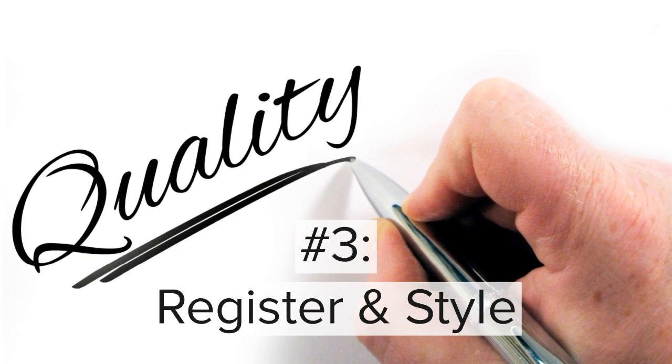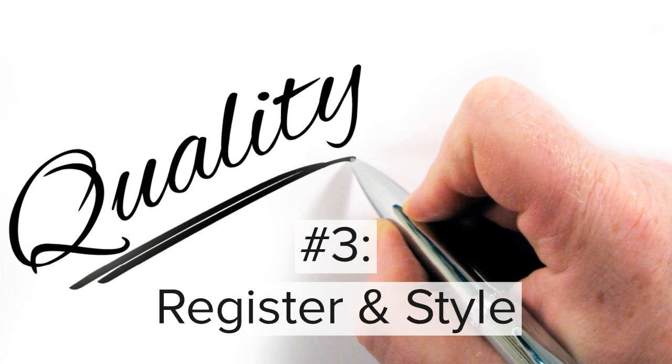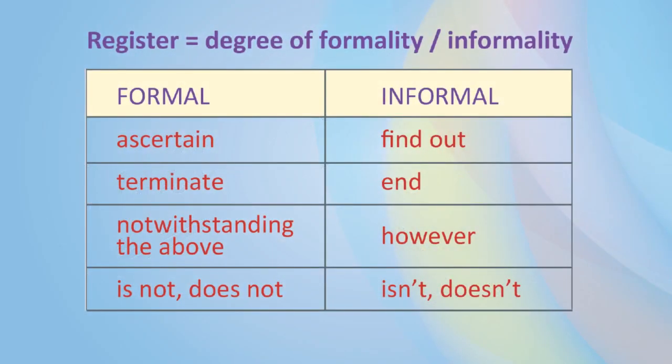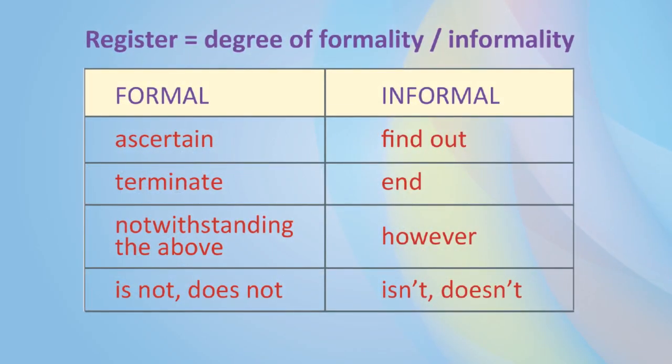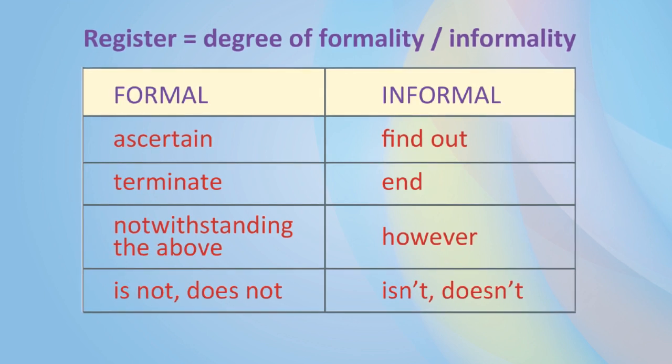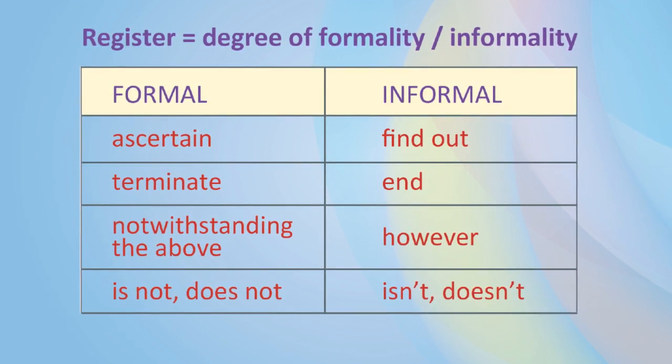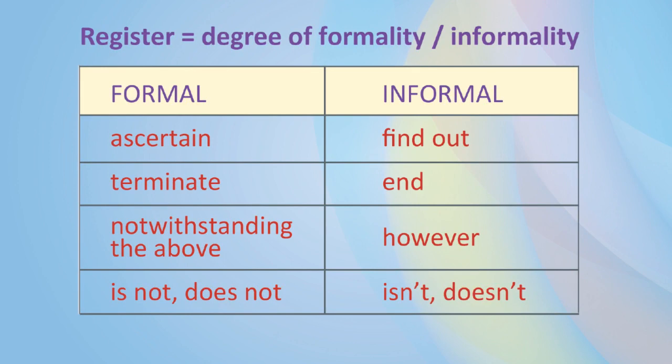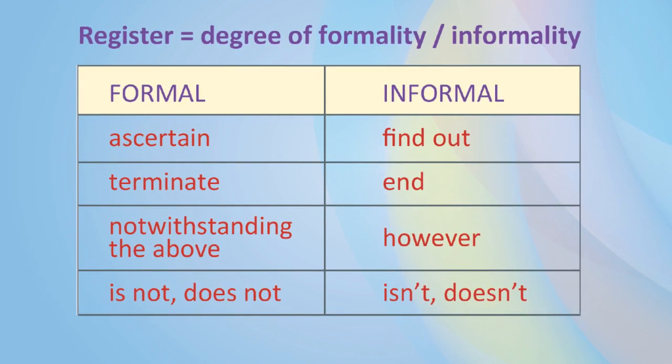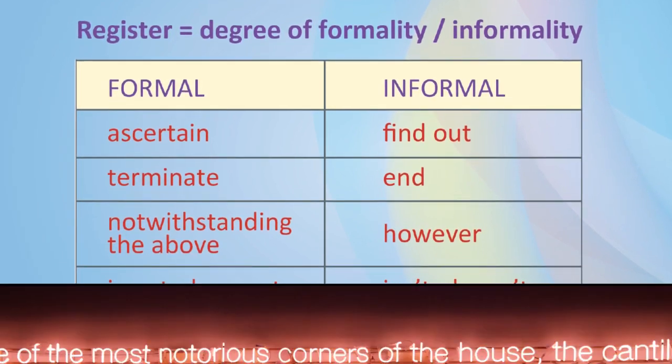The third aspect of quality of wording is register and style. Register refers to the degree of formality or informality of vocabulary and phrasing. Here are some examples of more formal words and their more casual and informal equivalents. Related to this is tone. That's the feelings, emotions, or attitude conveyed by the words we use. Mostly, we'll want a translation to have similar tone and formality to the original.